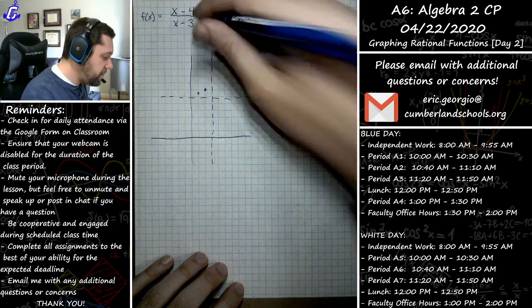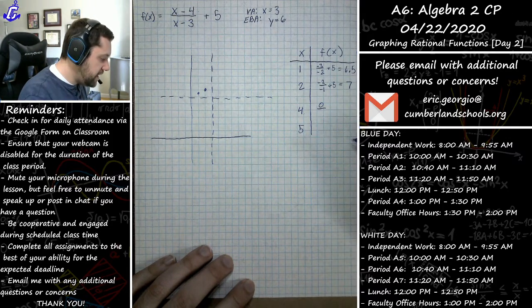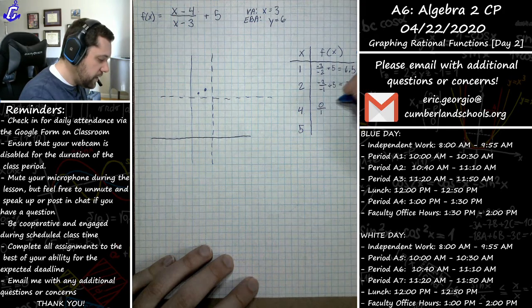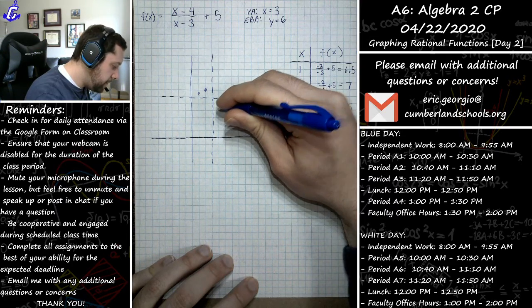I take 4, I plug it in. In the numerator, 4 minus 4 is 0. In the denominator, 4 minus 3 is 1. Plus 5. 0 divided by 1 is 0. Plus 5 is 5. 1, 2, 3, 4, 5 right here.